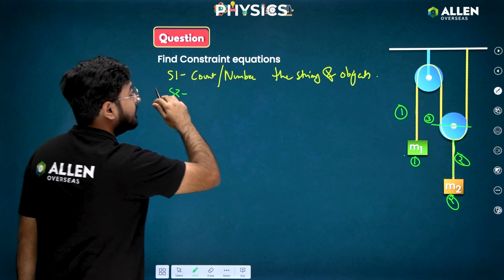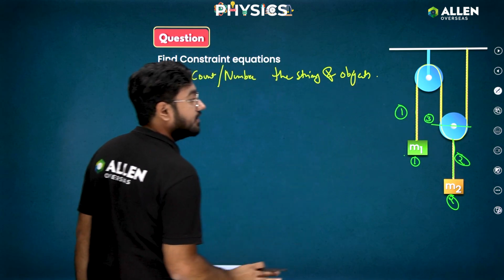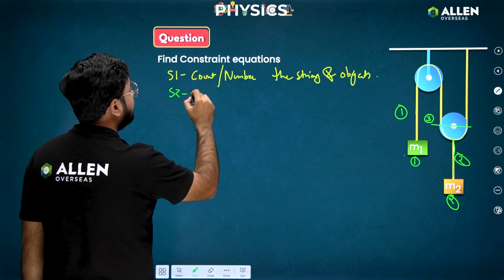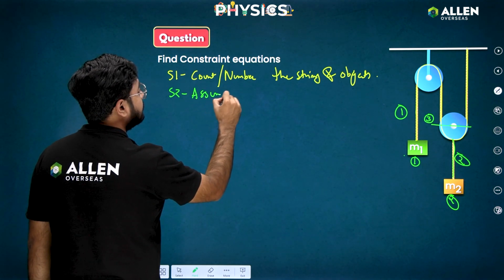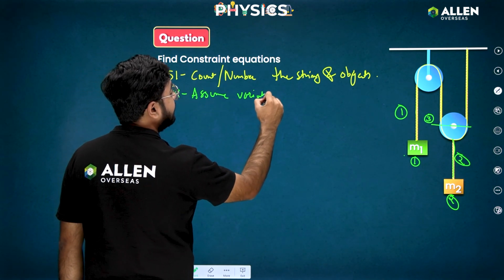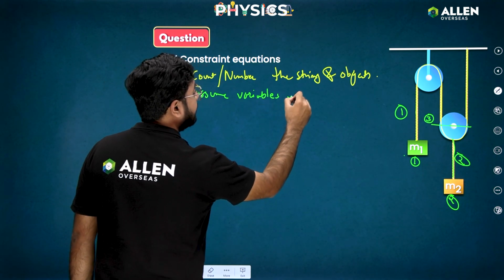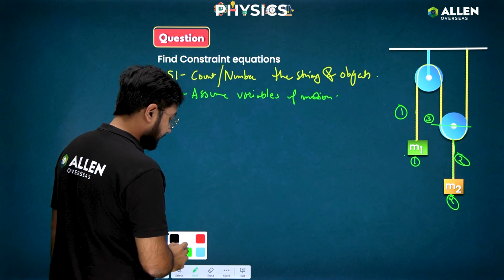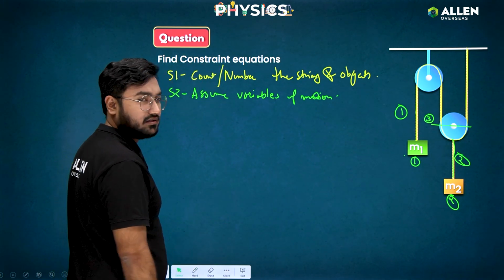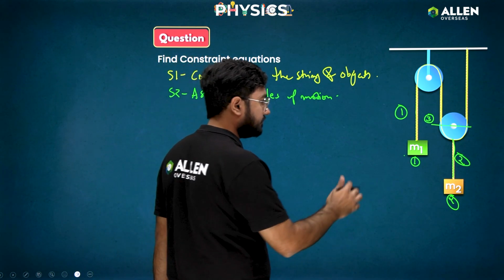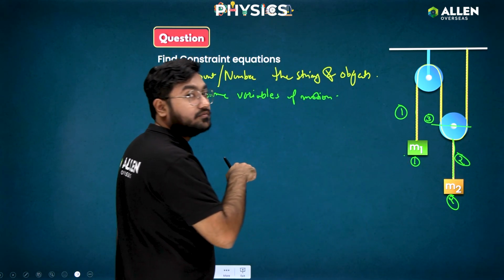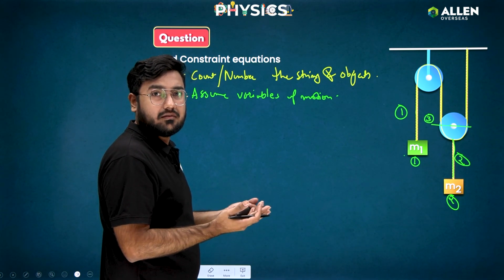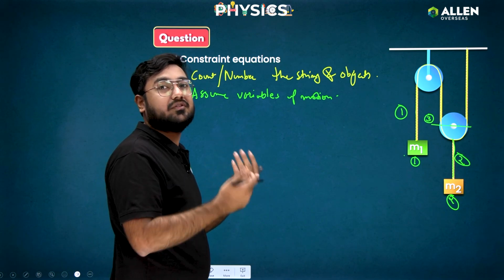Okay? So what's the second step? What we did in the first step, we counted the strings and we counted the objects. Second step is assume variables, right? Variables of motion. So it could be displacement, it could be acceleration, it could be velocity. Let us talk about velocity. Now we have to assume. It is up to me in which direction I will be assuming. If I get a negative answer, then definitely my assumption is quite opposite.